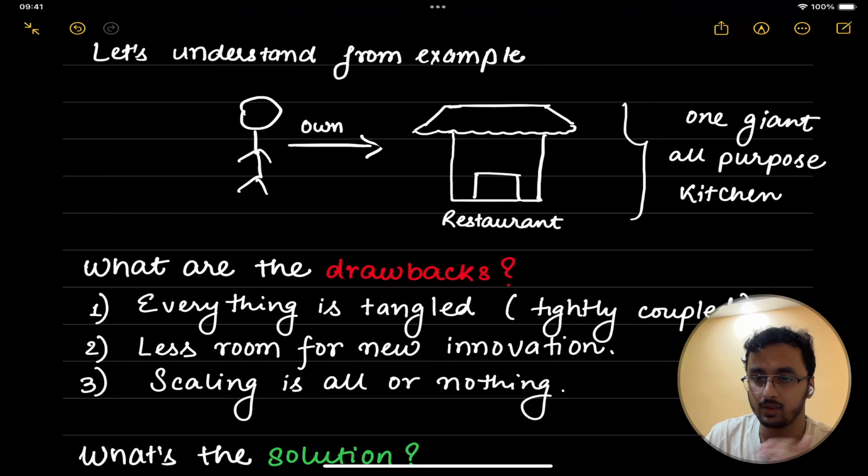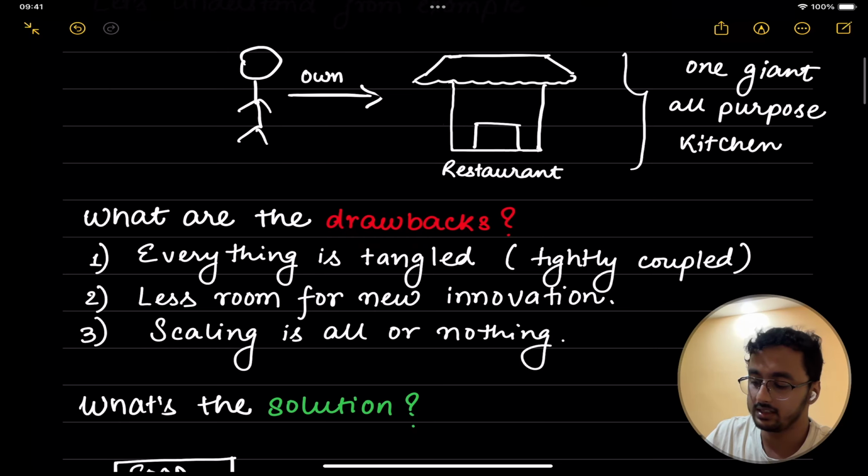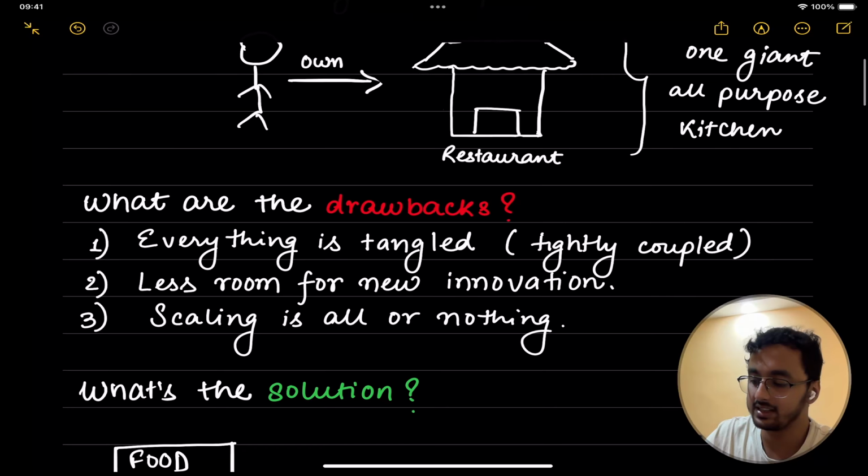So I'm trying to move towards a tightly coupled system. I'm trying to say that if the entire food counter is not operational, the entire restaurant's business is not functional on that day. So I can say that everything is really tangled, right? Less room for new innovation, and scaling is all or nothing, right?